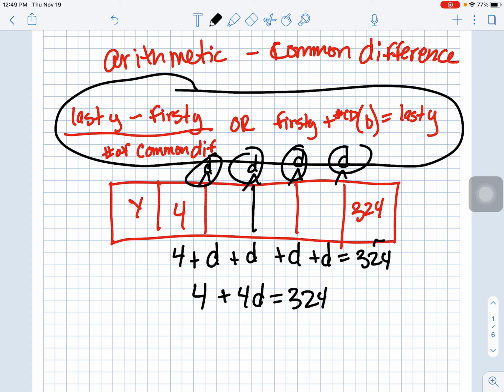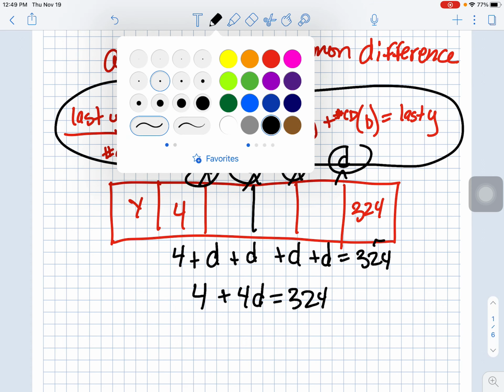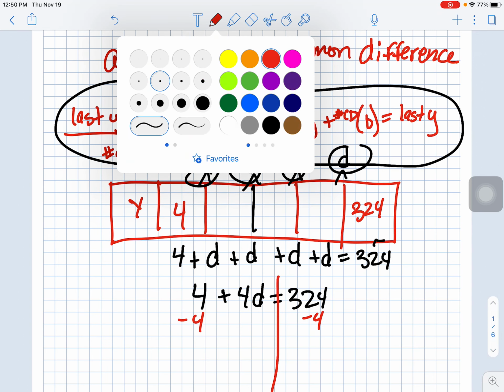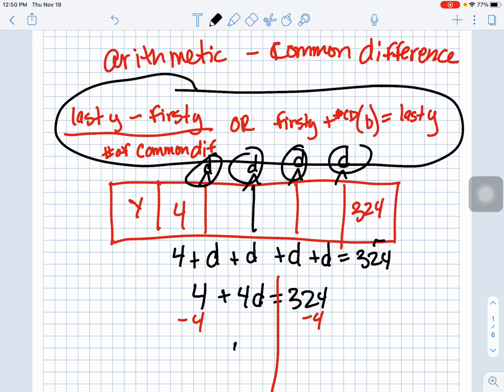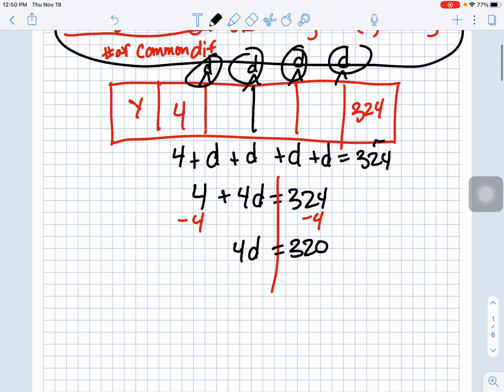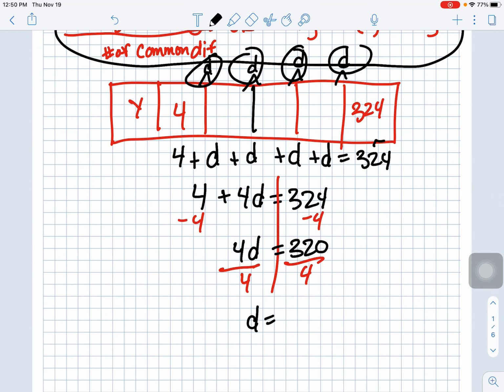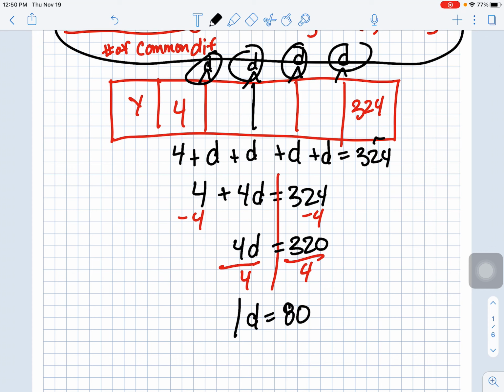And then to solve this equation, to find D, to find the common difference, I'm going to do the opposite so I can get D by itself. So I'm going to subtract 4 from both sides, and that's going to leave me with 4D equals 320. And then right now what I have left is 4 times D, and I know the opposite of multiplication is division, so I need to divide both sides by 4. And that gives me, 4 divided by 4 gives me 1D, and 320 divided by 4 gives me 80. So that tells me that 80 is my common difference.